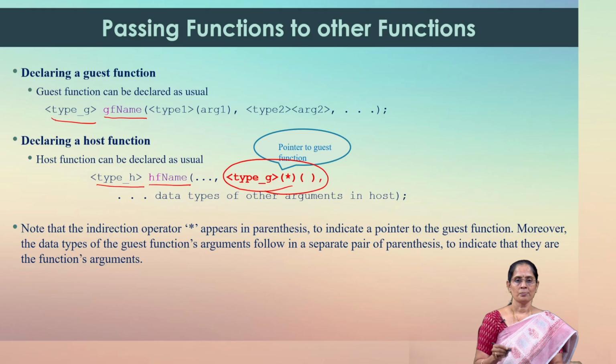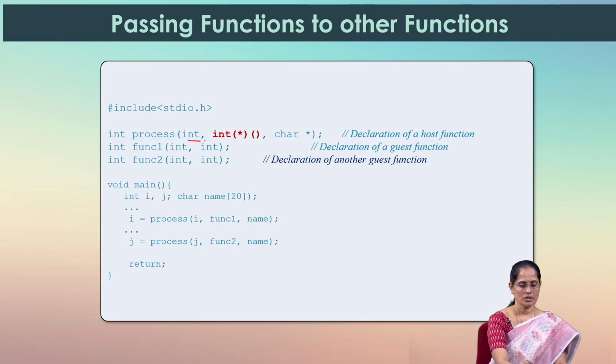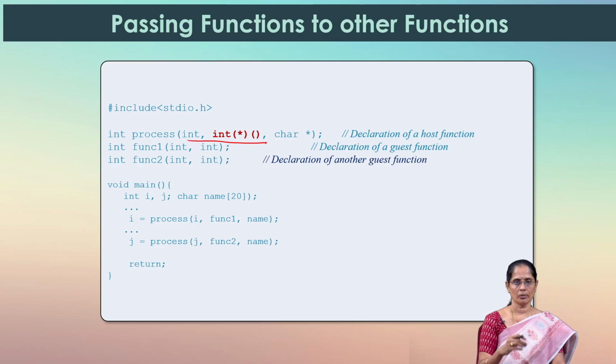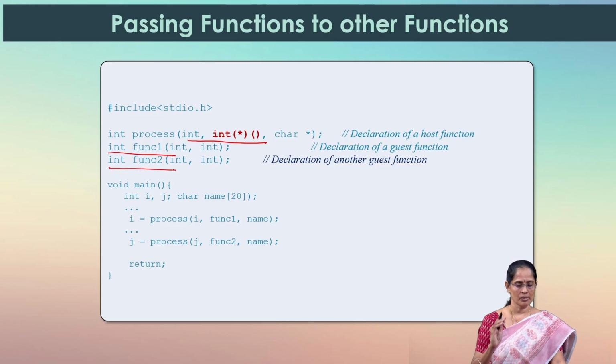Then we can pass the function name itself as an argument, or the address which the particular function points to, as an argument to the function. Thereby the function will be able to get other functions' names or other functions' locations through the pointer. So, this is an example of passing functions to other functions. Here I am giving one additional notation of declaring the host function with the pointer, and we can declare the guest functions as function 1, function 2 with the same signature.